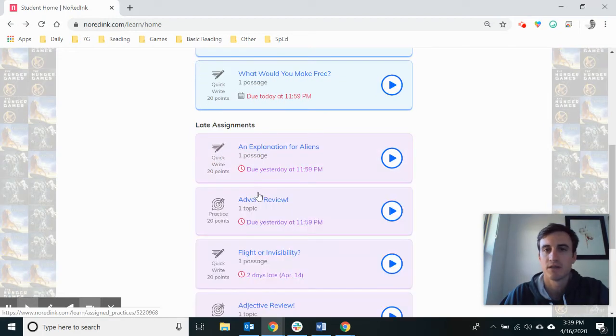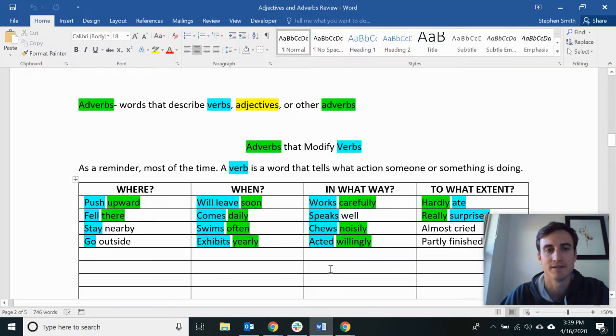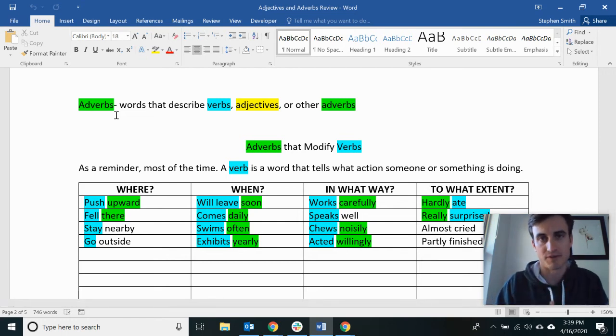Before you jump in to take your quiz, let's review what an adverb is. Remember, adverbs are words that describe, and they can describe a couple different things. They can describe other adverbs, they can describe adjectives, or most commonly, they can describe verbs, other action words, okay?